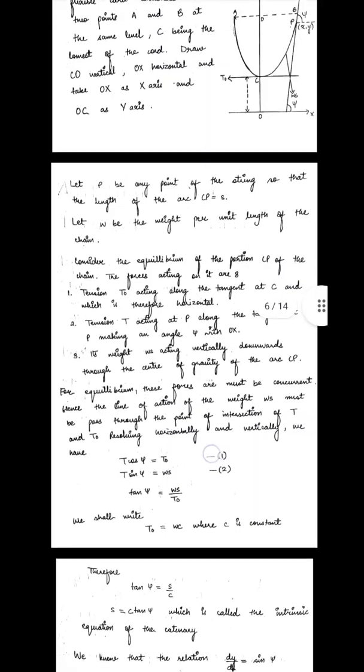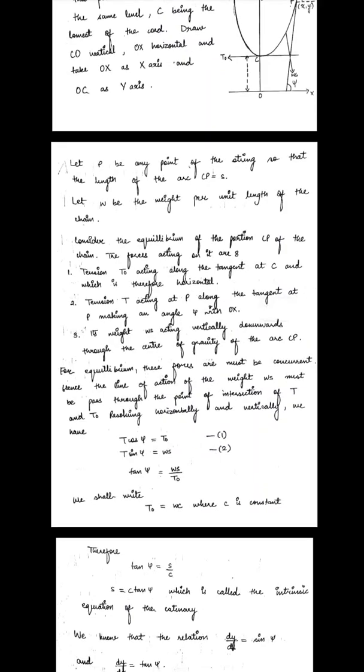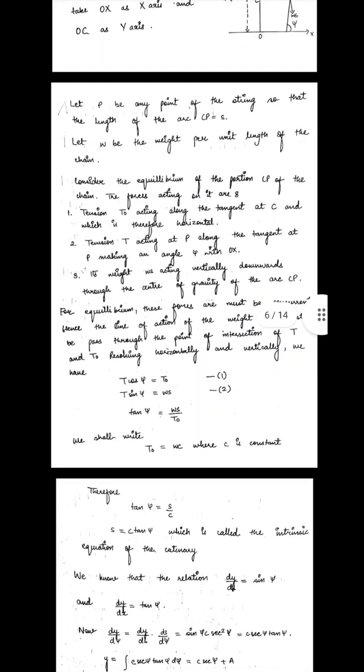Resolving horizontally and vertically, we have T cos psi equals T naught, T sin psi equals WS. Then tan psi is equal to sin psi upon cos psi, which is WS upon T naught. We shall write T naught equals W into c, where c is a constant. Therefore, tan psi is equal to S upon c, then S equals c tan psi, which is called the intrinsic equation of the catenary.